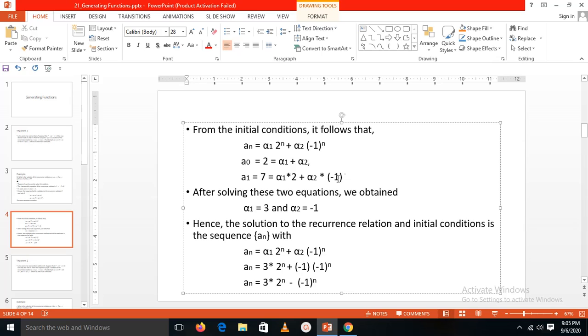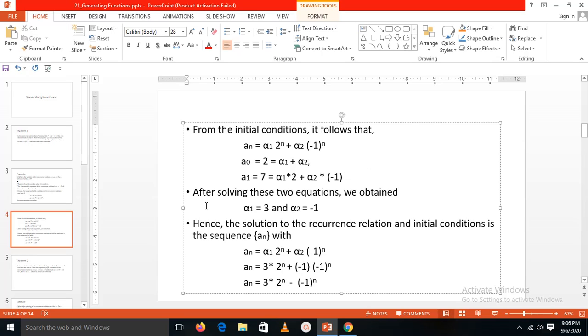You can search on the internet also, but this is a mathematical statement. We can't change that mathematical statement, so take it as it is. Minus 1 raised to 0 is plus 1, and minus 1 raised to 1 is equal to minus 1.